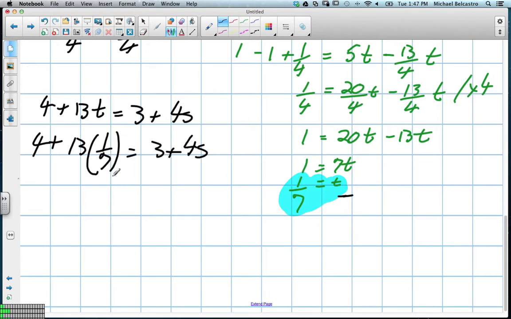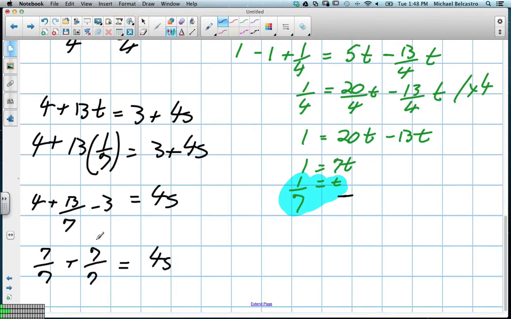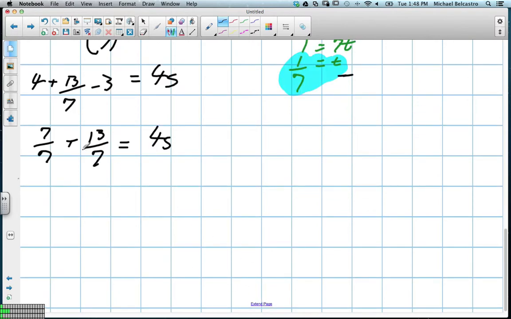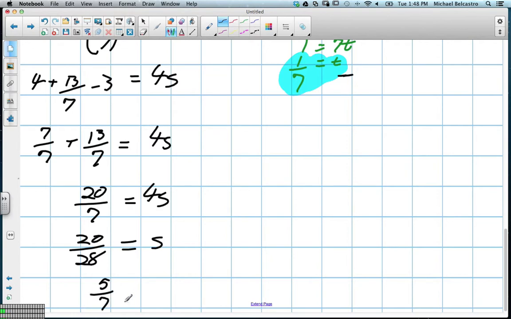plus 4s. We'll get 4s by itself on one side, and we'll be left with 4 plus 13 over 7 minus 3, which gives us 1 plus. So let's go 7 over 7 plus 13 over 7 equals 4s. I didn't write that out. 7 over 7 plus 13. There you go. I may say things so I don't write them sometimes. Gives us 20 over 7 equals 4s. S is the parameter of 20 over 28, which is 5 over 7.